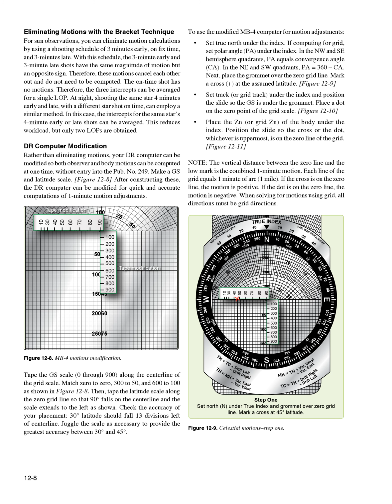Figure 12.11. Note, the vertical distance between the 0 line and the low mark is the combined 1-minute motion. Each line of the grid equals 1 minute of arc, 1 mile. If the cross is on the 0 line, the motion is positive. If the dot is on the 0 line, the motion is negative. When solving for motions using grid, all directions must be grid directions.